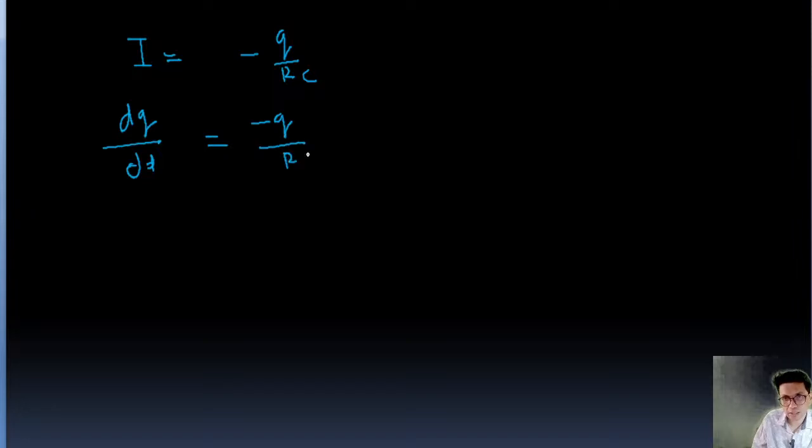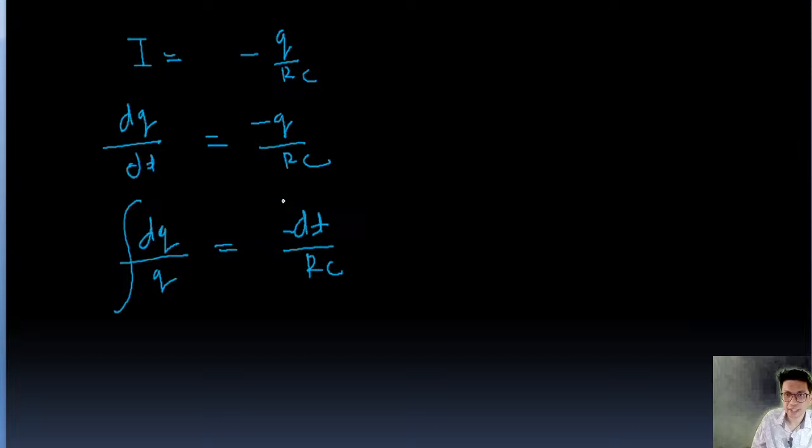Now we have this value, I equal to minus Q upon RC. And we know I is dQ upon dt, so dQ upon dt is going to be minus Q upon RC. We can write it like this: dQ upon Q is equal to minus dt upon RC.